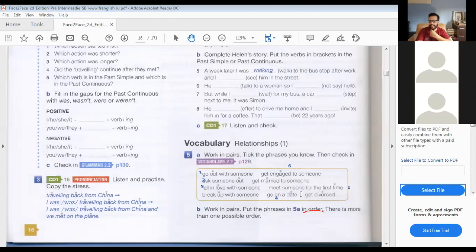So now they're engaged. Get married to someone. So they'll get married. Maybe break up with someone. This is after marriage. Yes, 8. Okay. The last one, get divorced. This is the happy end of the story. First. Okay. All right. So this is one way to answer it.